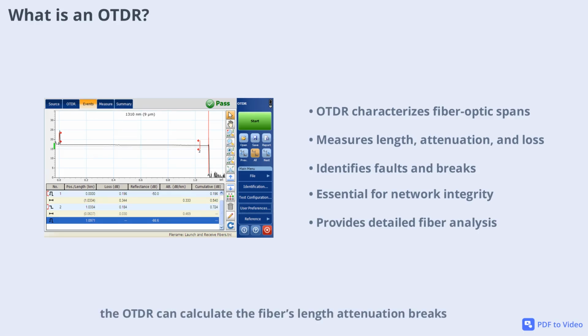By sending short pulses of light into the fiber and analyzing the returned signals, the OTDR can calculate the fiber's length, attenuation, breaks, and total return loss, as well as losses at splices and connectors. This inside view of the fiber helps technicians quickly identify faults and ensure the network's integrity. Throughout this guide, we'll explore the OTDR's main features, safety considerations, and essential setup steps to help you get the most accurate results from your fiber testing.